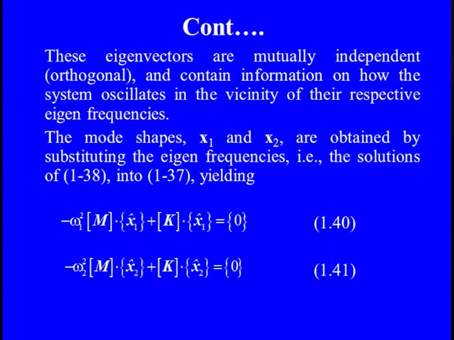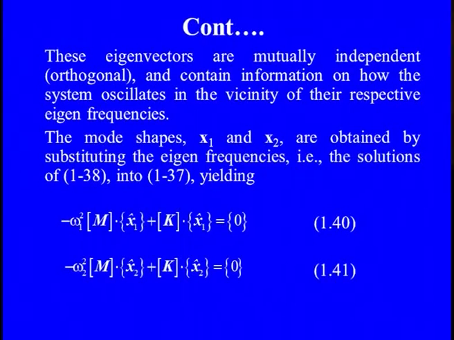And again these eigen frequencies are giving the real mode of this system, because these are undamped frequencies, and the real roots are always showing how the masses vary in terms of relative positions. That means whether the masses are in phase or out of phase, and these in-phase or out-of-phase patterns we call the eigenvectors or the mode shapes. These eigenvectors are mutually independent, as I told you, the orthogonal feature, and contain the information on how the system oscillates in the vicinity of their respective eigenfrequencies.